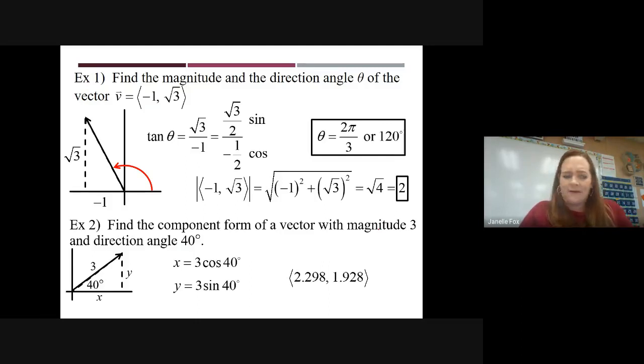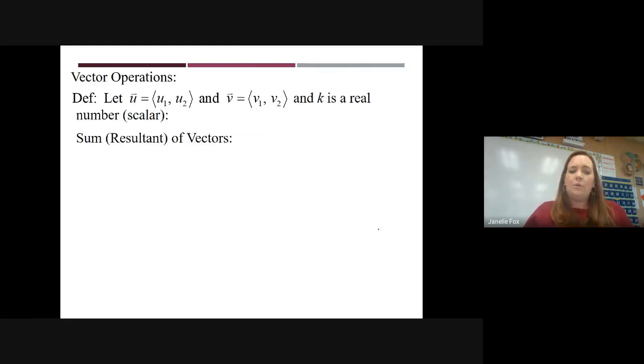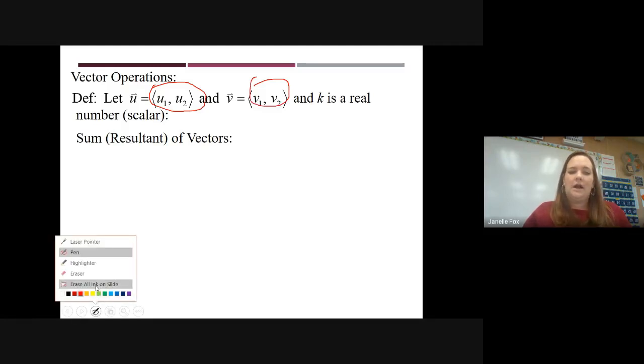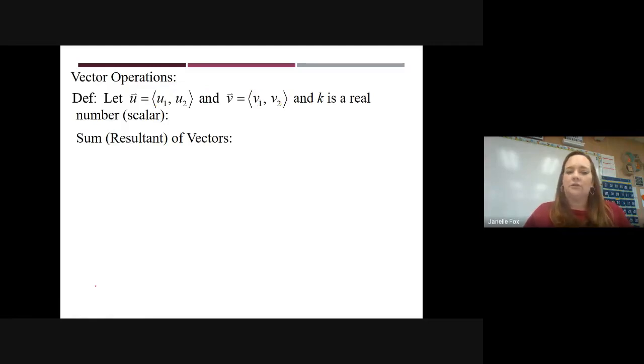Okay, let's talk about some vector operations. So fun, so fun. We've got here some stuff that we're going to work with. Vector u is going to have these quantities u1 and u2. Vector v is going to have these components v1 and v2. And k will just be a scalar number, okay?